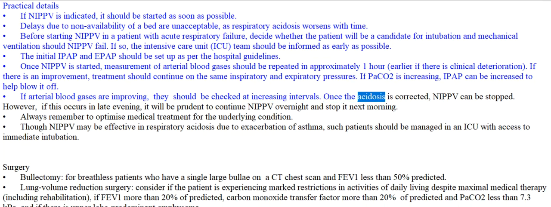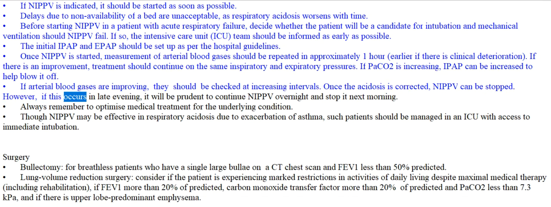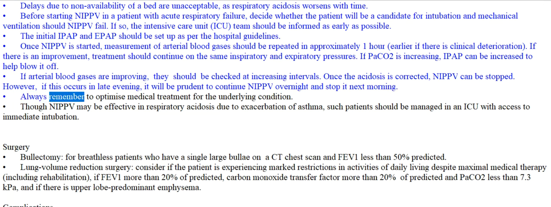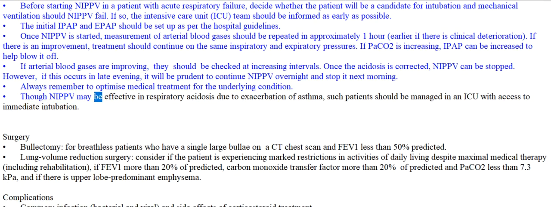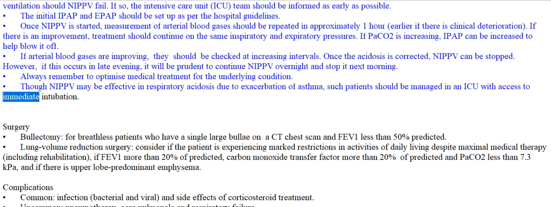Once the acidosis is corrected, NIV can be stopped. However, if this occurs in late evening, it will be prudent to continue NIV overnight and stop it next morning. Always remember to optimize medical treatment for the underlying condition. Though NIV may be effective in respiratory acidosis due to exacerbation of asthma, such patients should be managed in an ICU with access to immediate intubation.